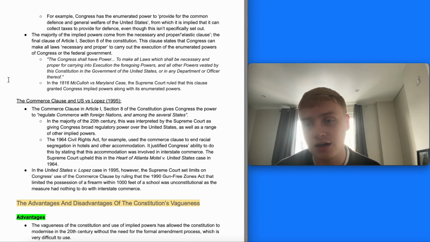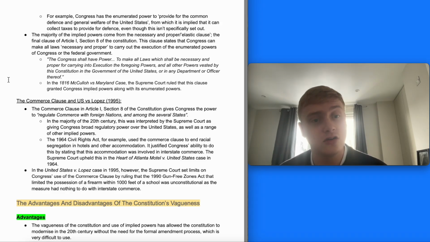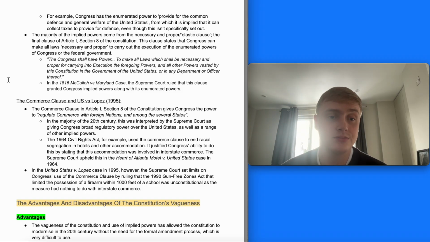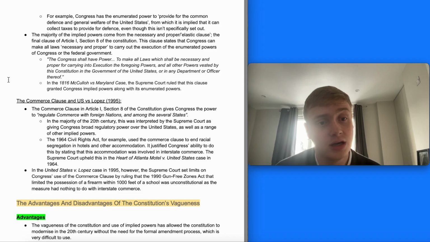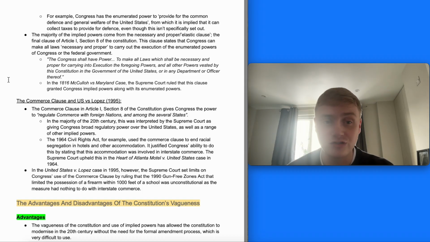So a lot of the key implied powers that are gained by the federal government, by Congress in particular, have come through this clause. The Commerce Clause is also really, really important, so it's not just the Necessary and Proper Clause. The Commerce Clause in Article 1, Section 8, the same section of the Constitution, gives Congress the power to regulate commerce with foreign nations and among the several states.